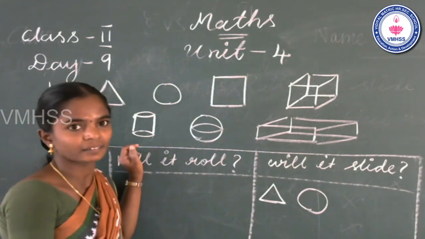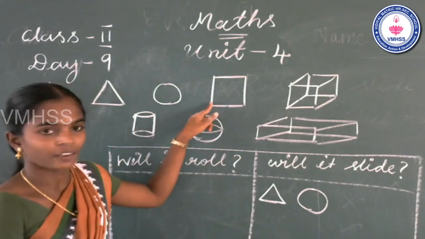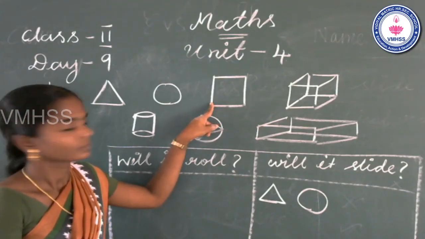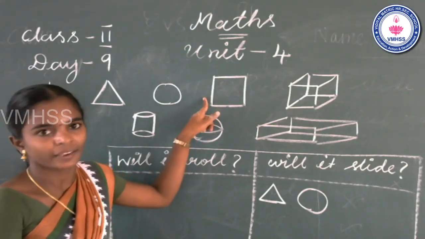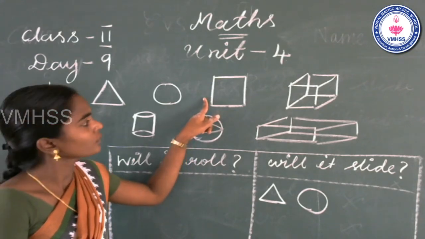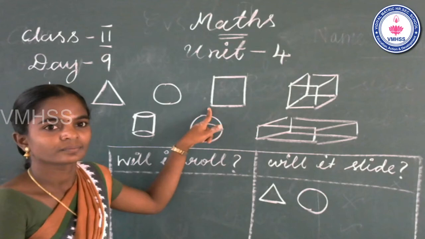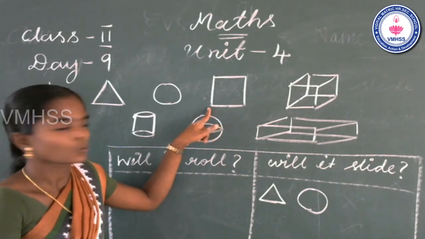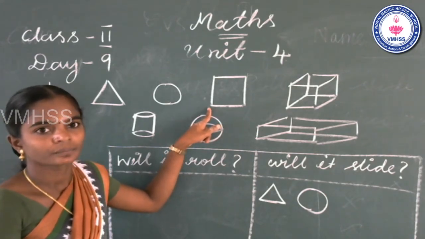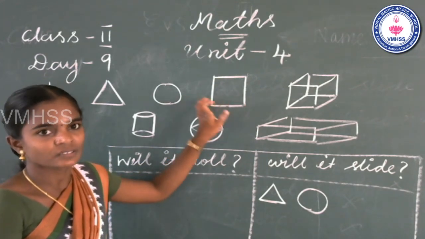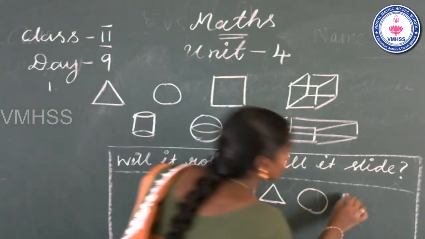Children, is it clear? What is the shape? Very good, square. Children listen. Square, slide or roll? Very good, slide. So this has a flat surface, so it will slide.